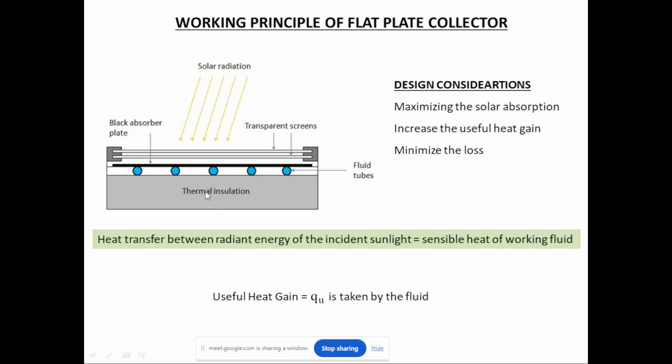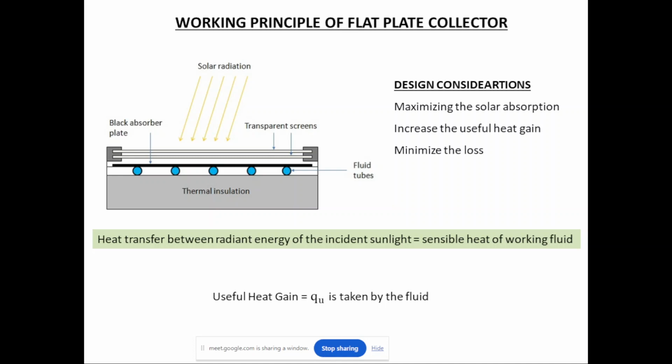And then we use a black absorber plate. The reason why we use a black absorber plate is basically to increase the amount of energy capture. The black as such has the ability to absorb all the radiation, and it will not allow the wavelengths to reflect back. So since it absorbs all the light, it has the better ability to capture the heat.